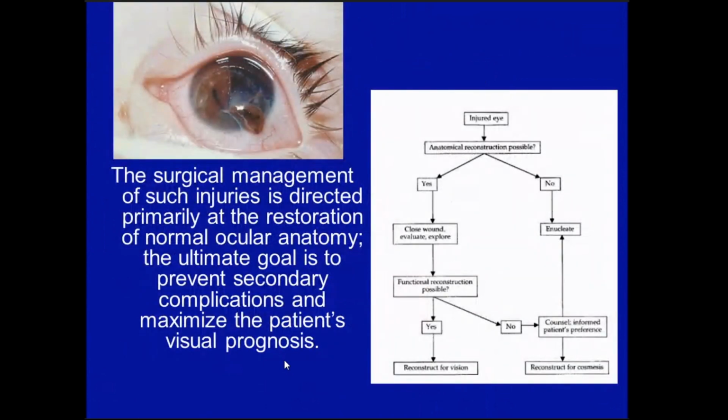In a special ophthalmological department, of course, we should make the surgical operation to prevent difficult complications. The purpose, of course, of our treatment is to save the eye's anatomical structure, and if it's possible, to save visual function.